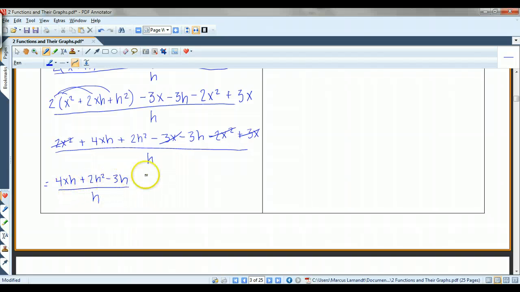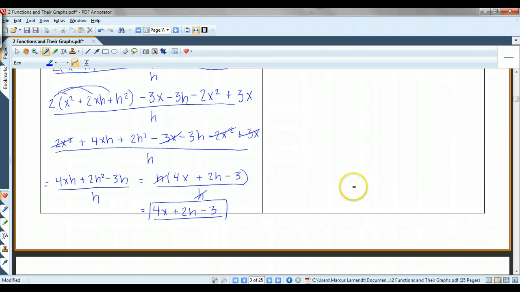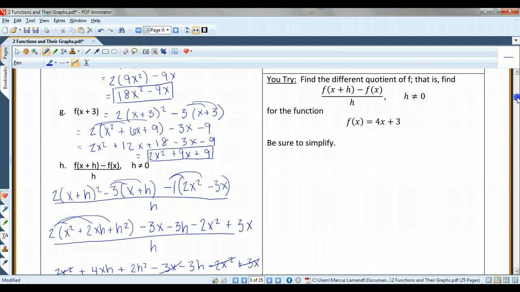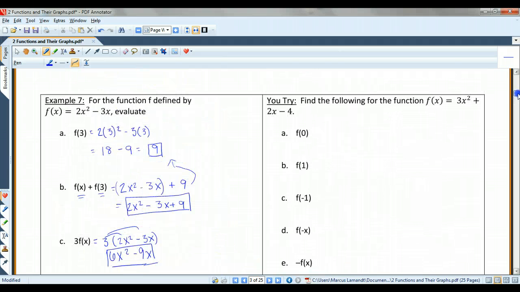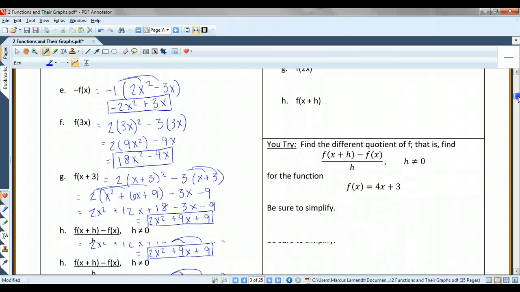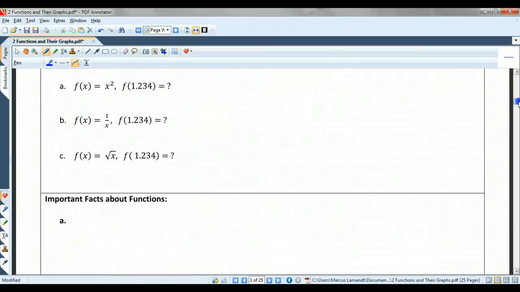Now each of these terms has an h in it, so I'm going to pull out an h. So I can cancel it out. So 4x plus 2h minus 3. Done. I think that's the toughest one of the bunch. Alright, you go ahead and try these you-try problems. Hopefully you can get those.